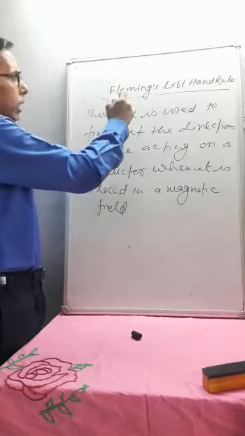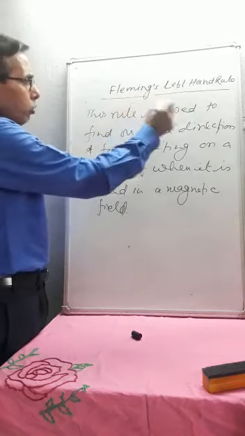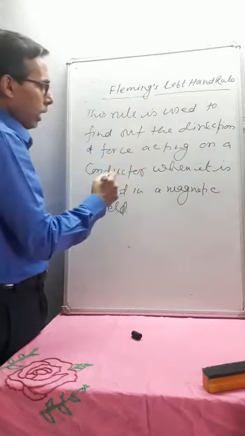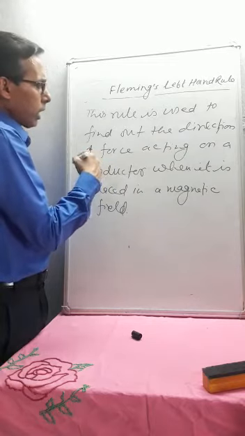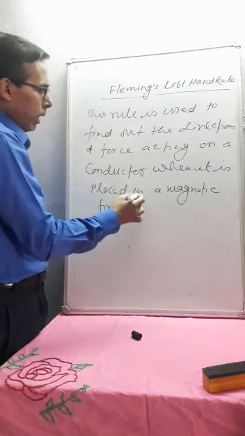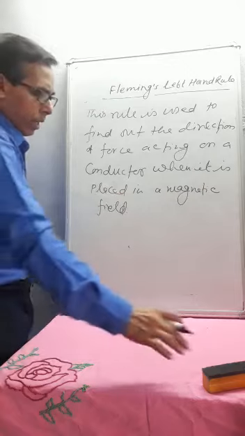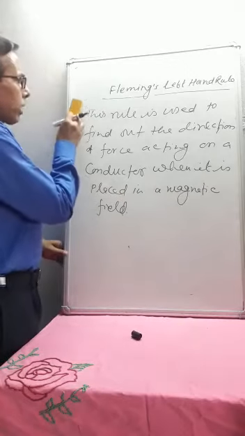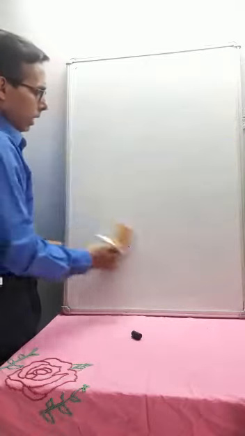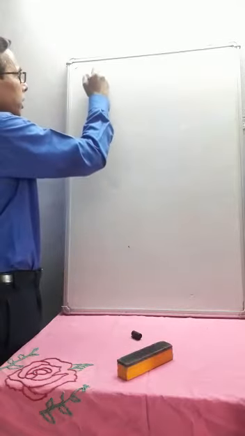So what is the use of this Fleming's left hand rule? This rule is used to find out the direction of force acting on a conductor, or motion in a conductor, when the current carrying straight conductor is placed in a magnetic field. Now we can demonstrate this by one activity, that is Activity 13.7 in the NCERT book.